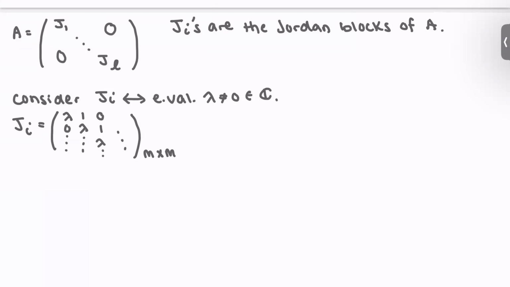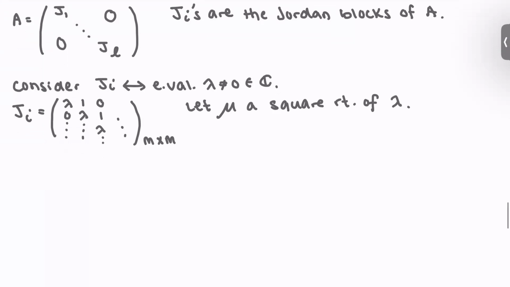Great. So because lambda is a non-zero value in C, I know it's going to have square roots. I can pick one of the square roots. It doesn't matter which one. So I'll say let mu be a square root of lambda. And what I'm going to claim next is that the following matrix is similar to Ji. So, or maybe let me write down a matrix first, and then I'll claim a related matrix is similar to Ji. So I'll say define, and let's call it Bi.